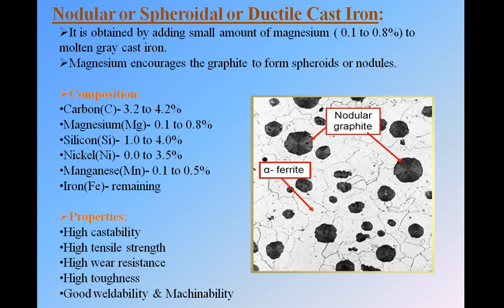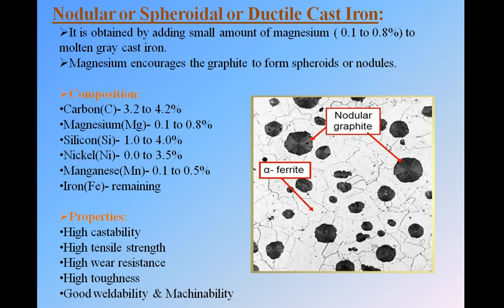What does it change? In grey cast iron we saw the structure of this black color graphite is like a needle, or a straight line we can say, and here we can see the spheroids, or the circular shapes. This is changed by the magnesium.